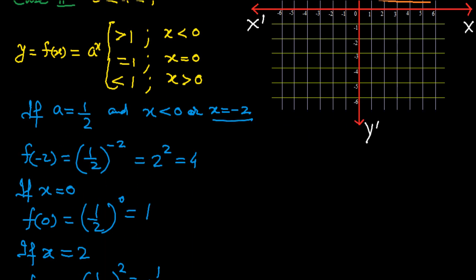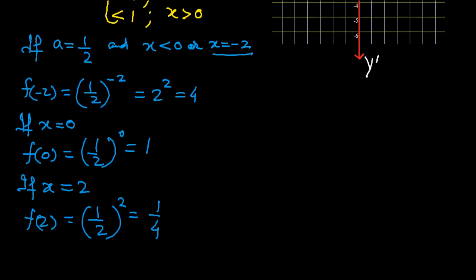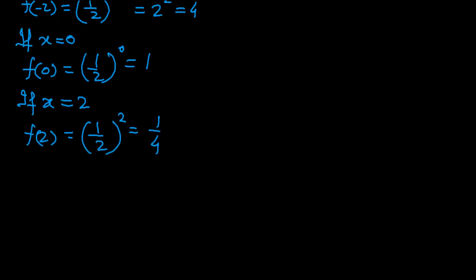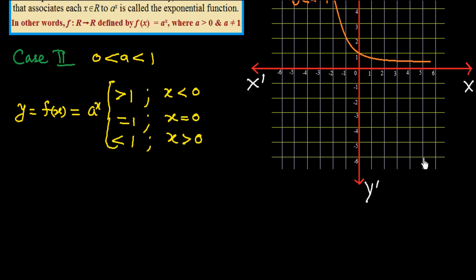I would like to explain some other thing also, as we have done there. The same graph I would like to explain now in detail. We have 0 is smaller than a is smaller than 1. It means a is between 0 and 1. In this case, we got these conditions: a power x is greater than 1 if x is smaller than 0, and we have made this graph also according to this.